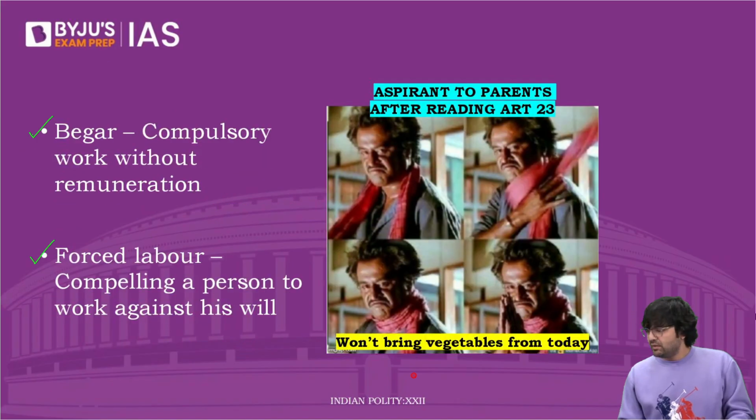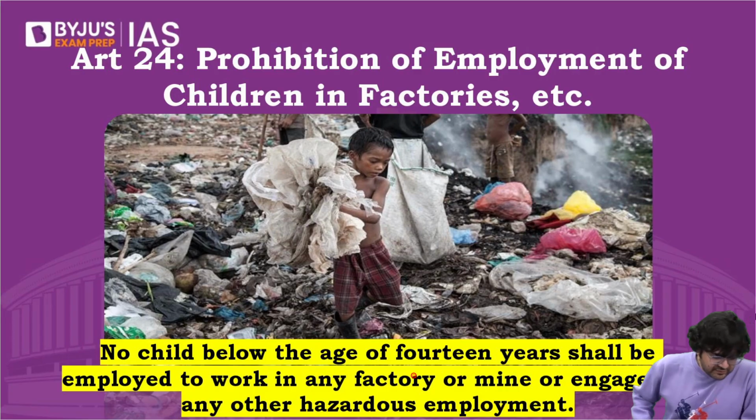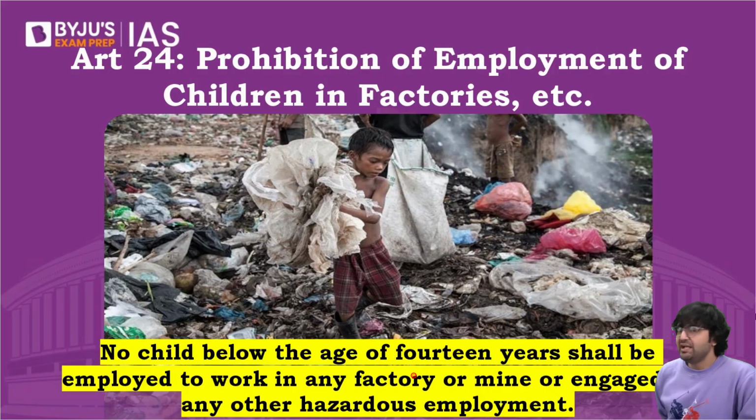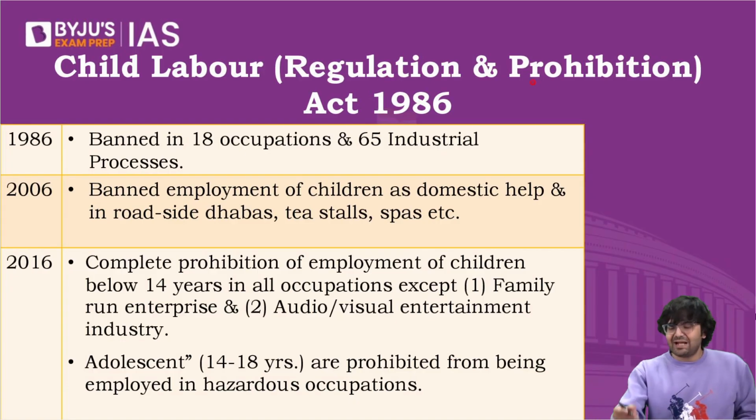Now Article 24. This is the classic site of the country, right? Where the rich elite people play golf in huge golf courses, and the poor people live in a 500 square feet area, and the kids work. So kids can watch the elders playing golf, enjoying their life, right? This is Article 24, prohibition of employment of children in factories, etc. So no child below the age of 14 years shall be employed to work in any factory or any mine or engage in any other hazardous employment. And there is a law which punishes you if you employ kids in such activities. The law is called Child Labor Regulation and Prohibition Act 1986.